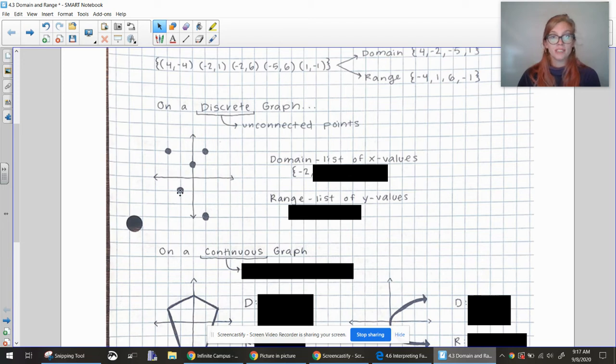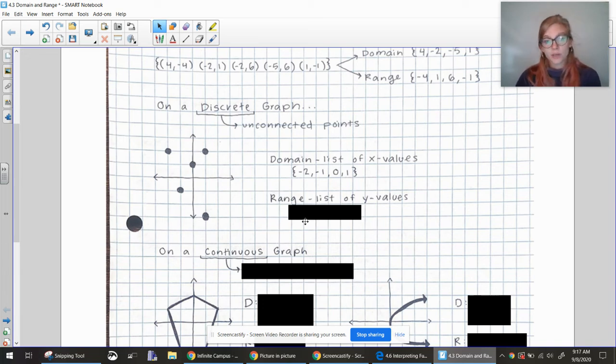Our first point has an x value of -2. Our second point has an x value of -1. Our next point has an x value of 0. And both of our final 2 points have an x value of +1. So that's our list of x values. This is our domain for a discrete graph.